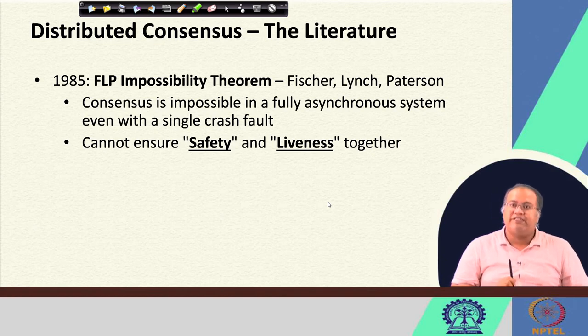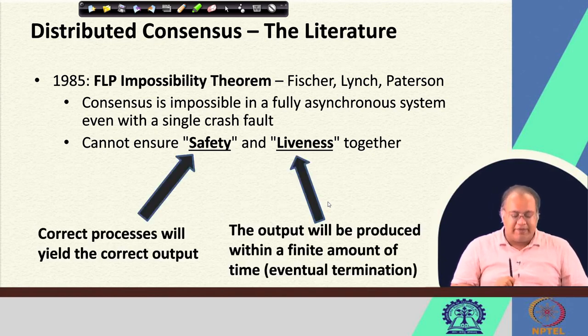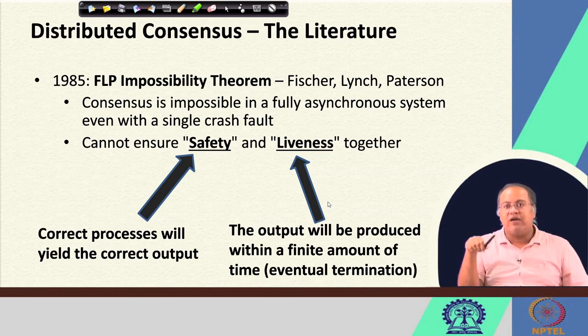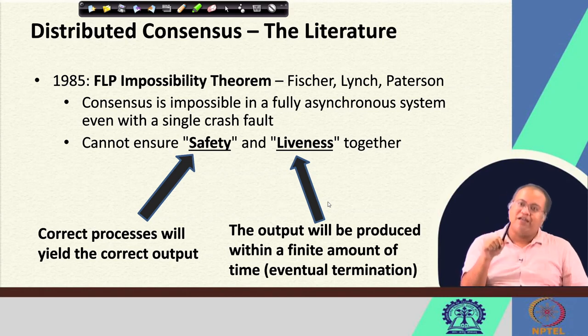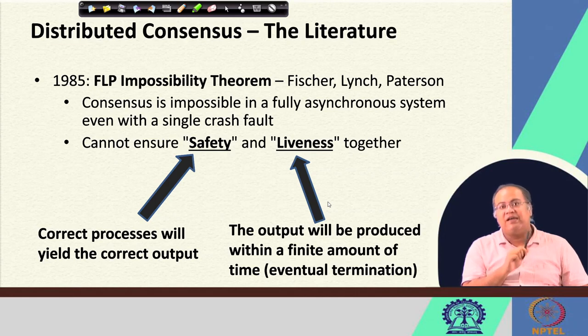So, what is meant by safety? Safety basically means that the correct processes will yield the correct output. Out of all the nodes or processes, the correct processes, meaning they are neither crash faulty nor Byzantine faulty, will always yield the correct output. And the liveness property says that this output will be produced within a finite amount of time.